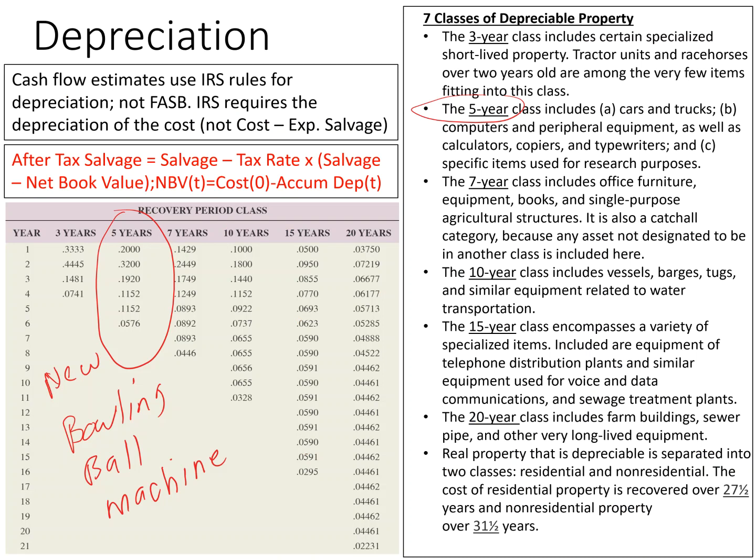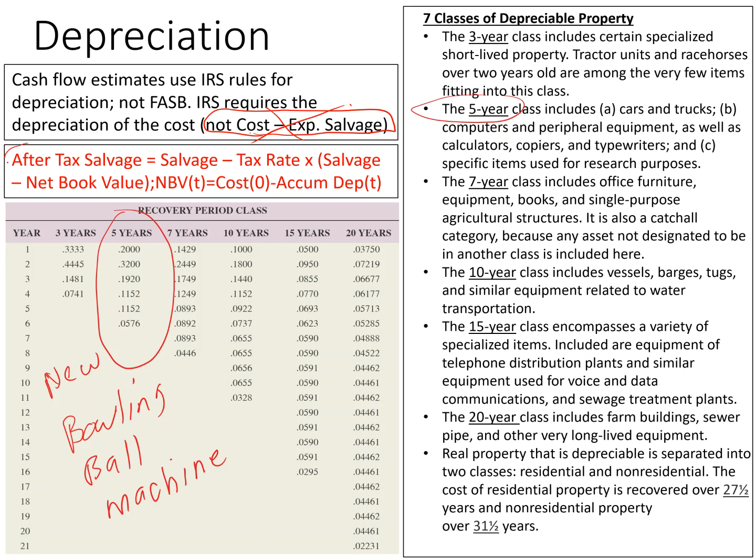Now, a couple things about depreciation. The IRS says that you must depreciate the full cost of an asset. That is not the same as the financial accounting standards, which say you only depreciate the difference between the cost and the expected salvage. So never do that. Never. In my course, because we're focusing on cash flows, not the financial reports, we're going to depreciate the cost of the asset, not the cost minus expected salvage.